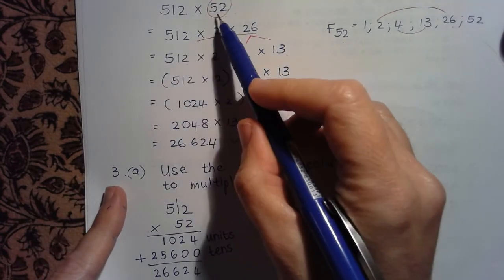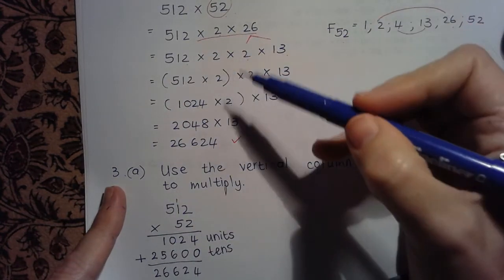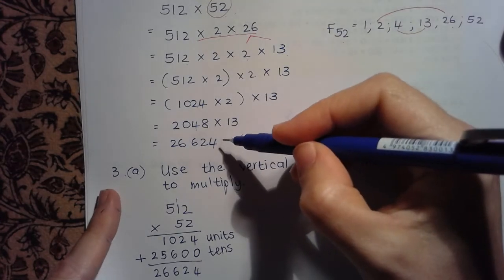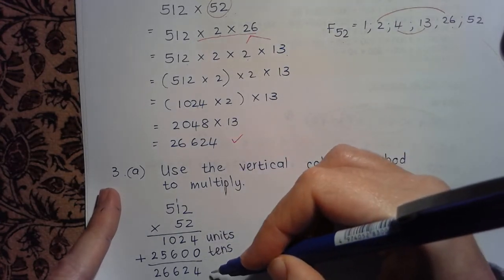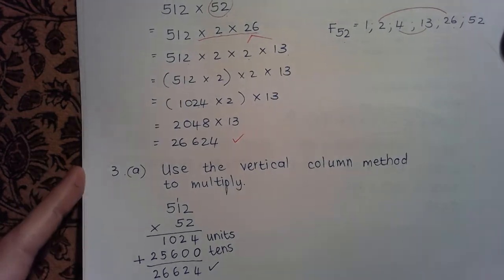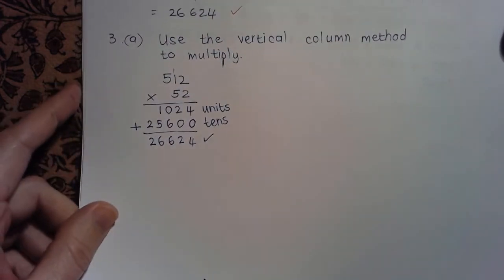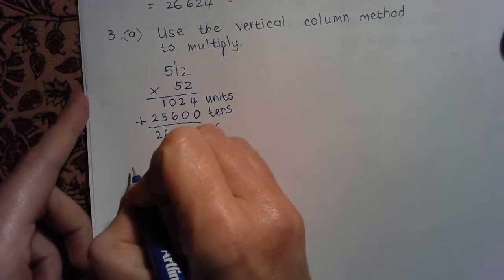Go back to the method of the factors, and you can compare them. You can see the same numbers you are multiplying with, just different methods, but you get to the same answer.